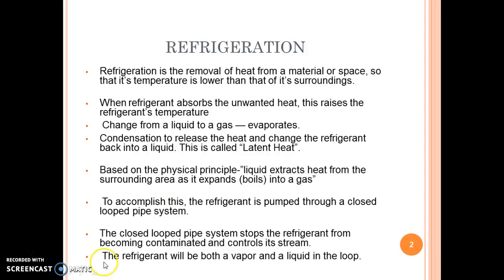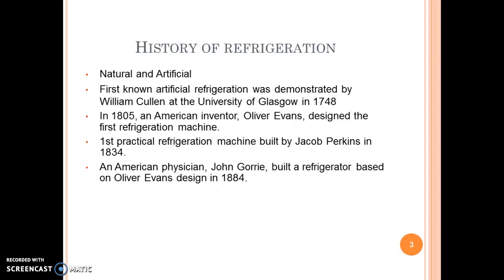Now, it is based on the physical principle that liquid extracts heat from the surrounding area as it expands into a gas. In order to accomplish all these processes, the refrigerant is pumped through a closed loop pipe, which stops the refrigerant from becoming contaminated and controls the stream of fluid. So the refrigerant will always change its phase. It will exist as a vapor and a liquid in the particular loop.